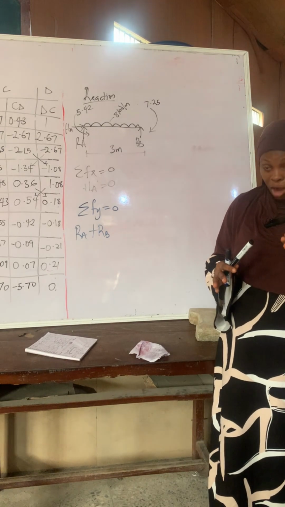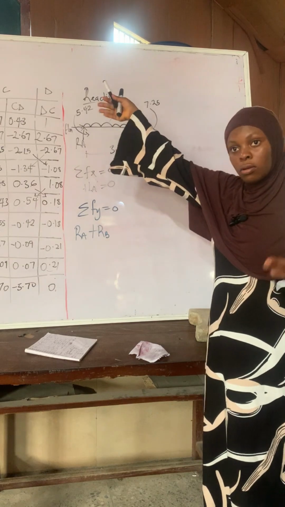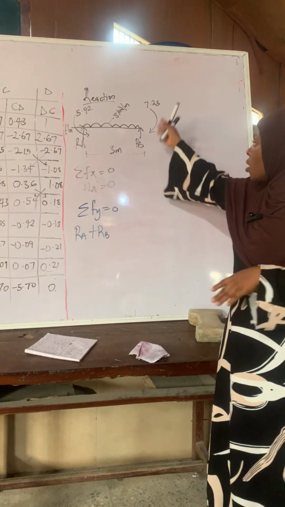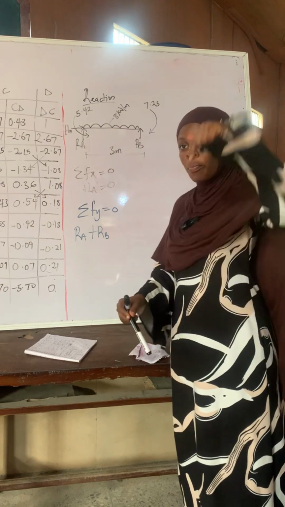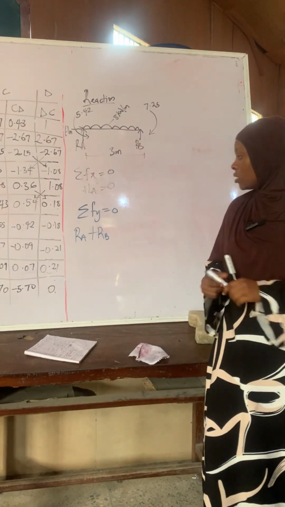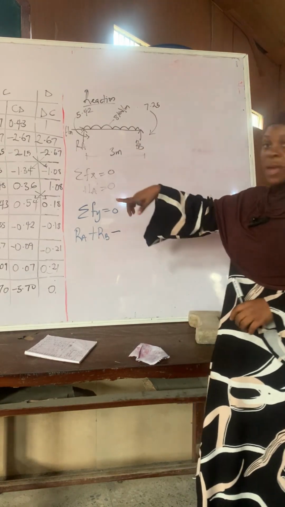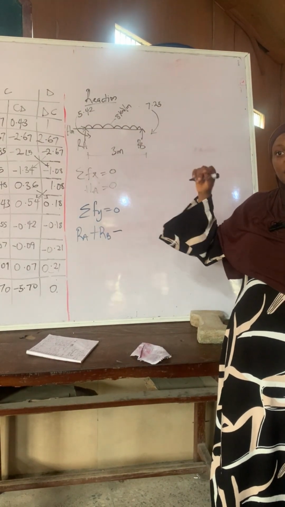That is the sum of vertical forces. We have RA going upward, positive, plus RB, positive. Then you're going to change this UDL to a point load, but the point load will be acting downward, which is negative, minus 8 times. Turning it to a point load is going to be the load multiplied by the distance, 8 times 3.